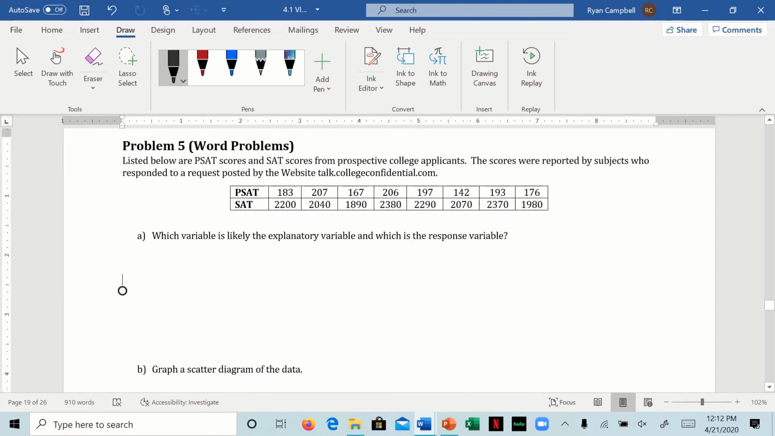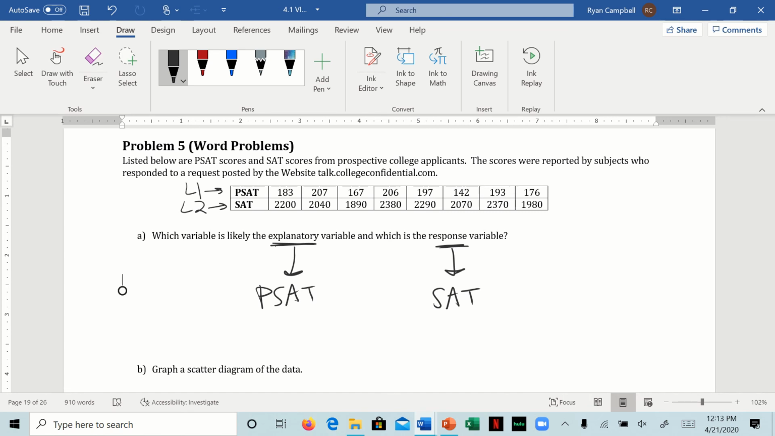Okay, so let's do 2 more examples from beginning to end, and then we'll be done with this section. Listed below are the SAT scores and PSAT scores from prospective college applicants. The scores were reported by subjects who responded to a request posted by this website. Which variable would be the explanatory? Which one would be the response? The idea would be that if one would affect the other, we're not proving that, but if it was the case, the PSAT would probably tell us about the SAT. Which means L1 is your PSAT, L2 is your SAT.